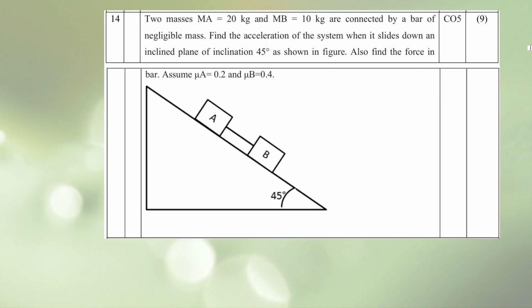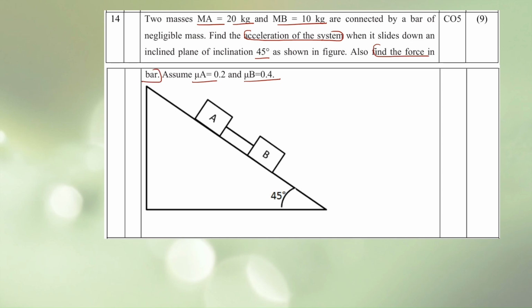Okay. Next question. Two masses, MA 20 kg and MB 10 kg, are connected by a bar of negligible mass. Find the acceleration of the system when it slides down an inclined plane of inclination 45 degrees as shown in the figure. Also find the force in the bar. Assume mu A is equal to 0.2 and mu B is equal to 0.4. We need to find the acceleration of the system, and also the force in the bar.